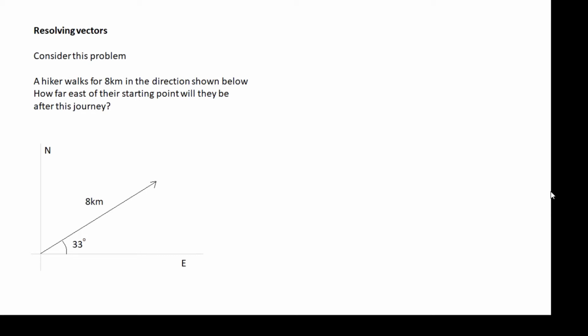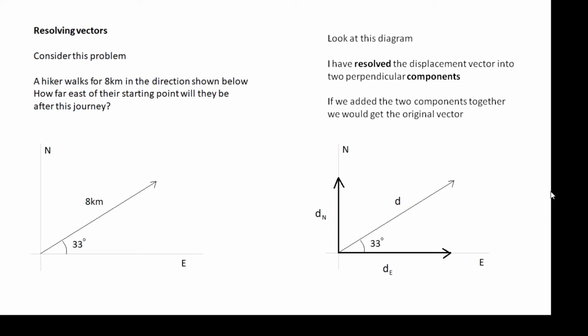So what we're effectively doing is we're starting with the resultant, and what we want to know is how far east have they gone, how far north have they gone, and what we're talking about are the components of this vector. It has a component in the east direction and it has a component in the north direction.